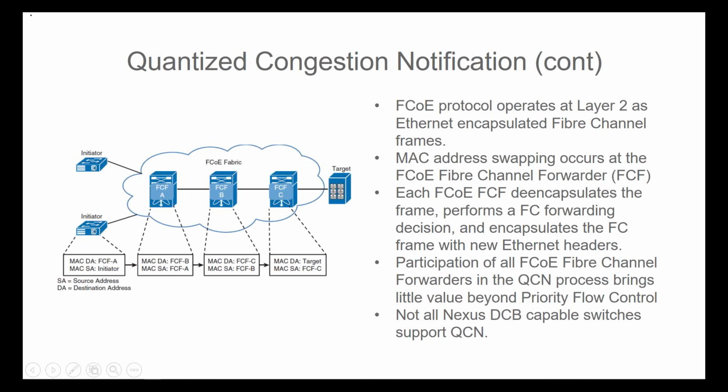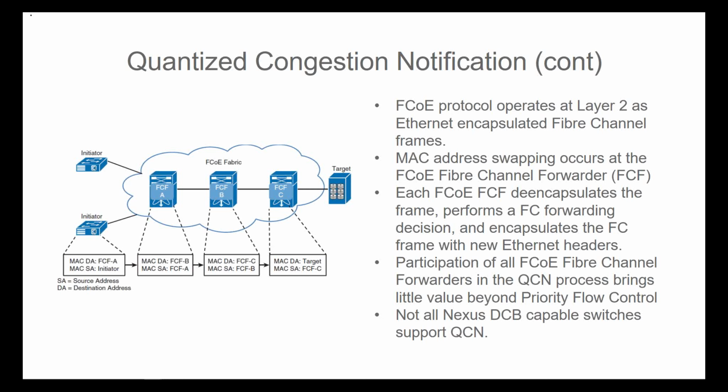The wrinkle with QCN is that since the FCoE protocol operates at layer 2 and is encapsulated in Ethernet, it has a function called MAC address swapping. So the Fibre Channel forwarder, as it goes from point to point, decapsulates the Ethernet frame, looks at the Fibre Channel frame, and then makes a forwarding decision. Then it re-encapsulates the Fibre Channel frame with new Ethernet headers. And when it does those new Ethernet headers, it inserts its own MAC address as the source, and the next hop's MAC address as the destination. So it's more like routing.